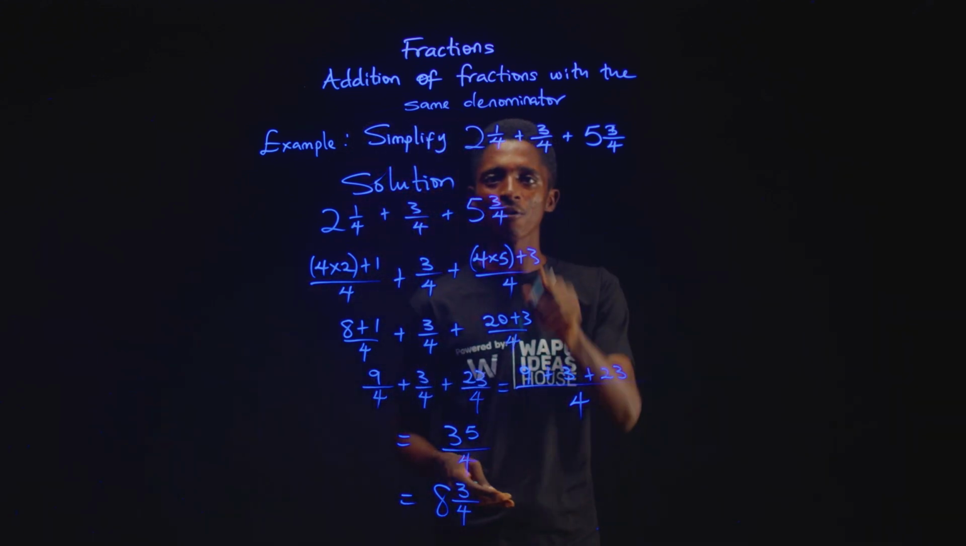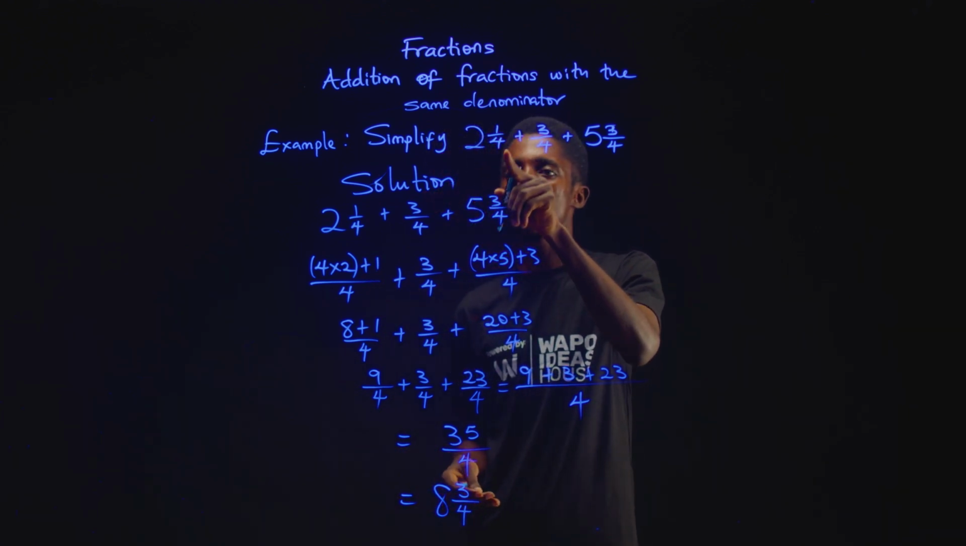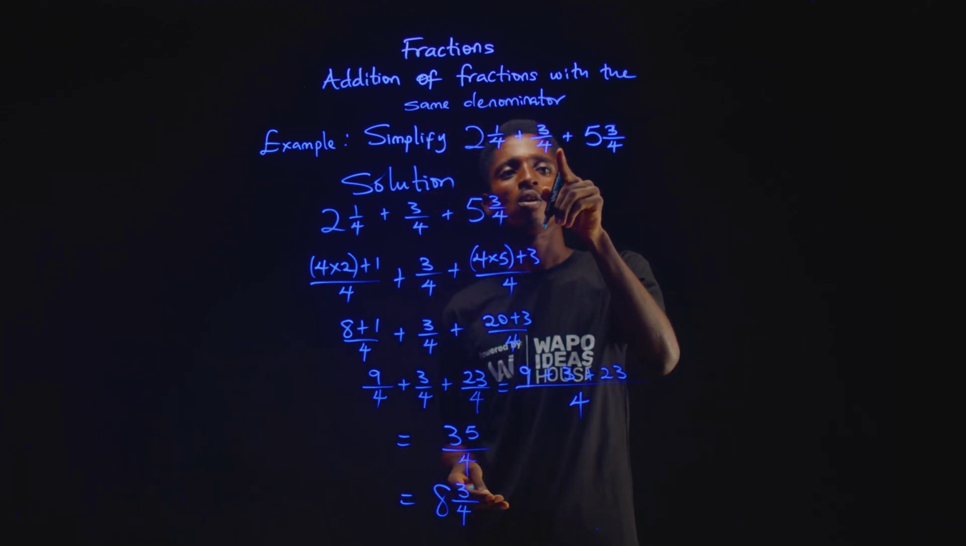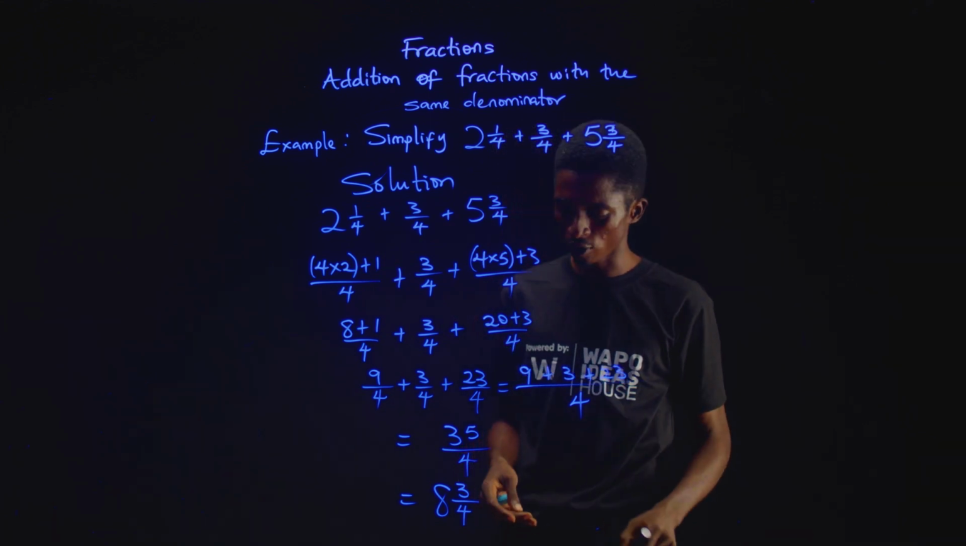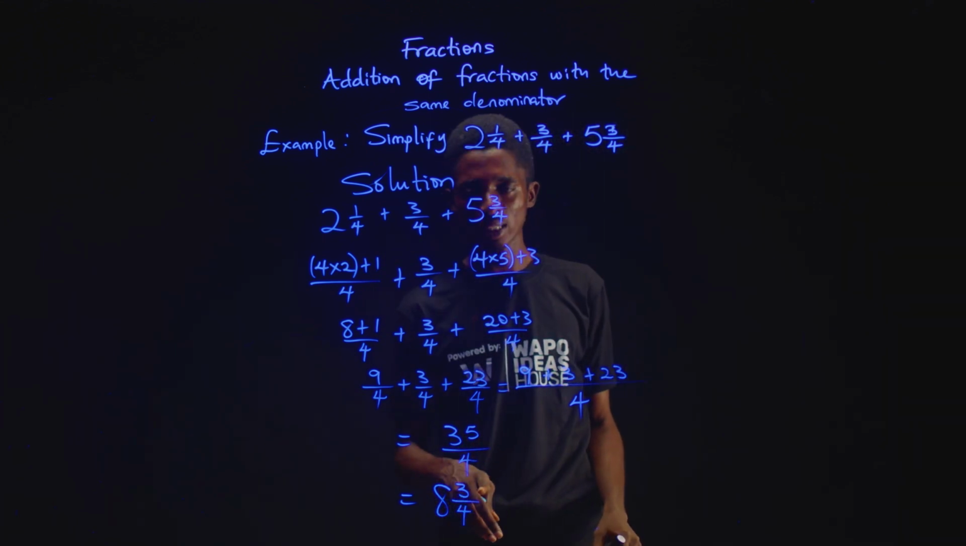The final answer for this problem, 2 whole number 1 over 4 plus 3 over 4 plus 5 whole number 3 over 4 gives us 8 whole number 3 over 4.